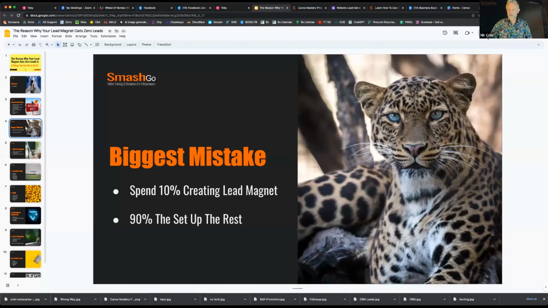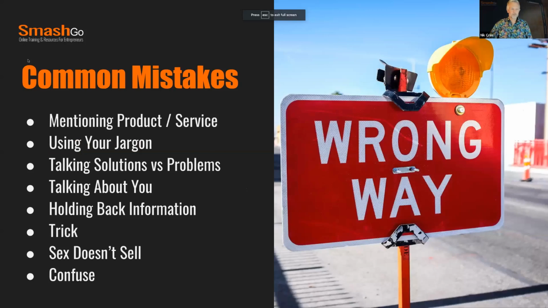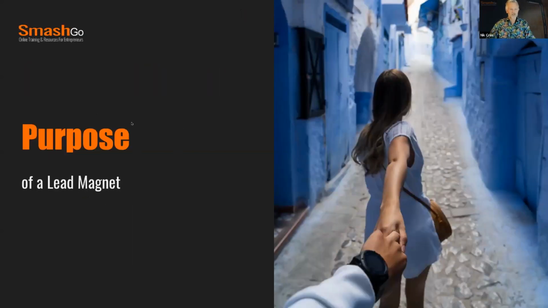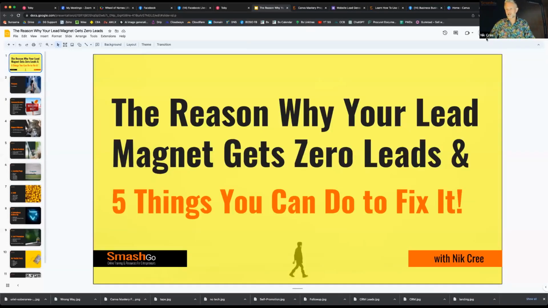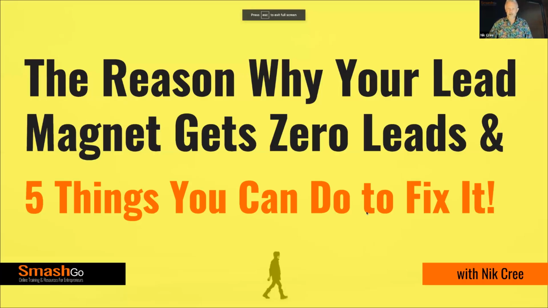So if we flip through to, I'll share my screen here. And we'll try not to start in the middle. Let's escape and try and start at the beginning. There we go. All right, so yes, this session, 5 reasons why your lead magnet leads to 0 leads. Oh, sorry, the reason why it leads to 0 leads, 5 things you can do to fix it.